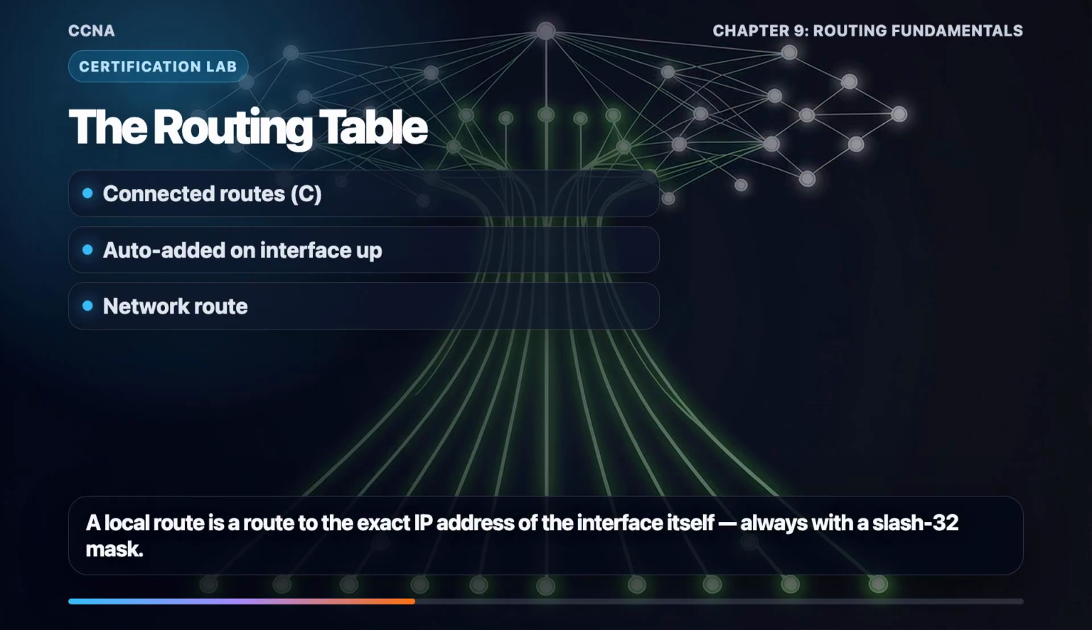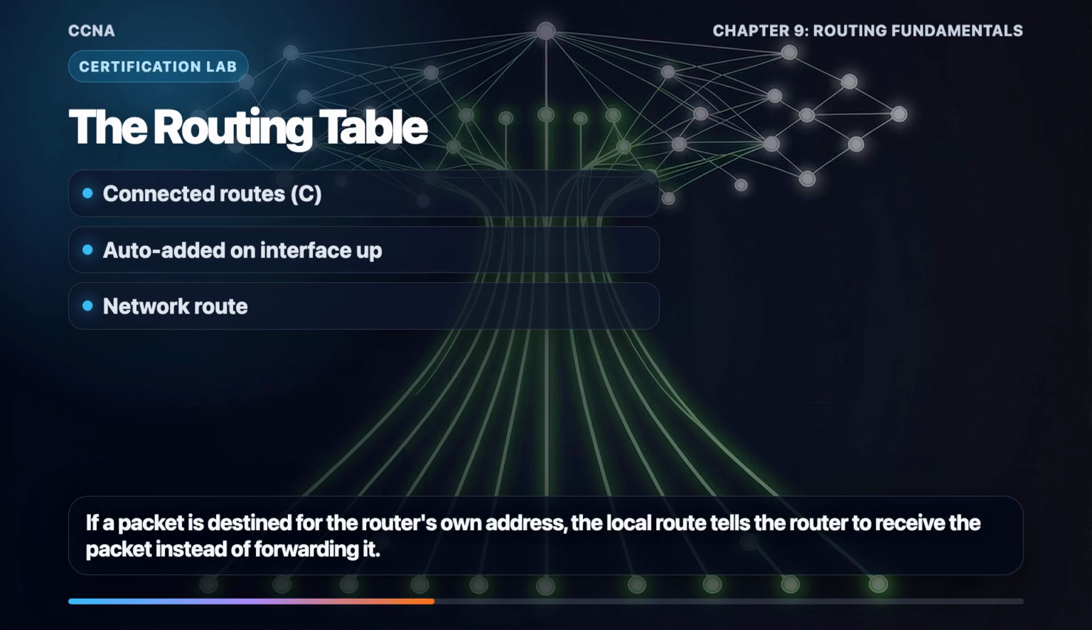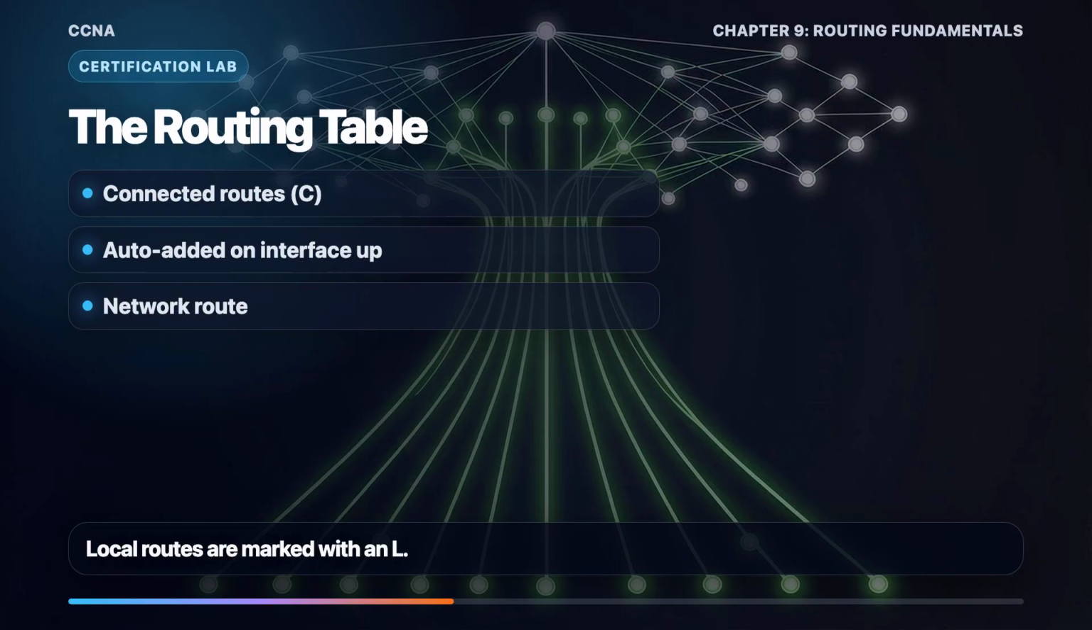A local route is a route to the exact IP address of the interface itself, always with a /32 mask. If a packet is destined for the router's own address, the local route tells the router to receive the packet instead of forwarding it. Local routes are marked with an L.